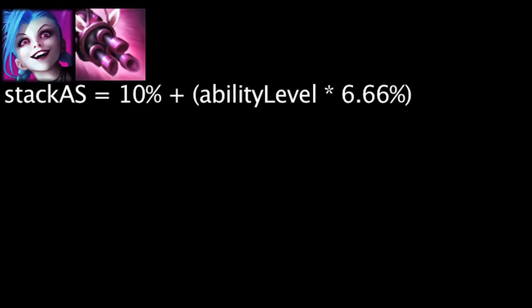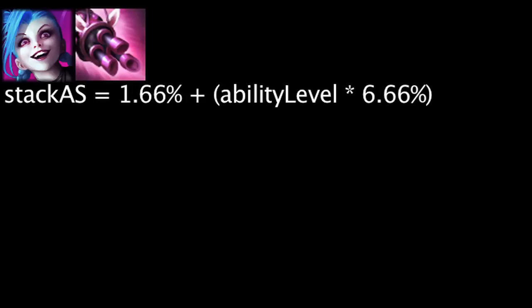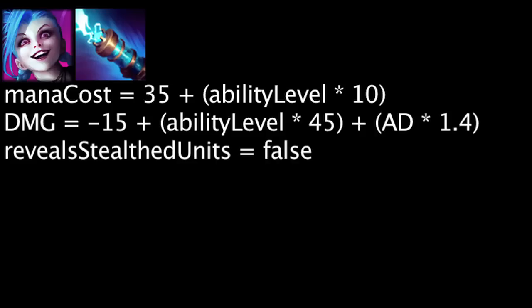Heimerdinger's abilities have been reworked, which we went over in a previous episode. The radius on the knockup of Jarvan's Dragonstrike has been reduced by 80 units. The base attack speed on a stack of Jinx's minigun has been reduced by 8.33%. However, the amount of attack speed a stack grants per level has been increased by 1.66%. Zap will no longer reveal stealth units and had its base mana cost increased by 5. It has also had its base physical damage reduced by 25 and its physical damage per level increased by 5.